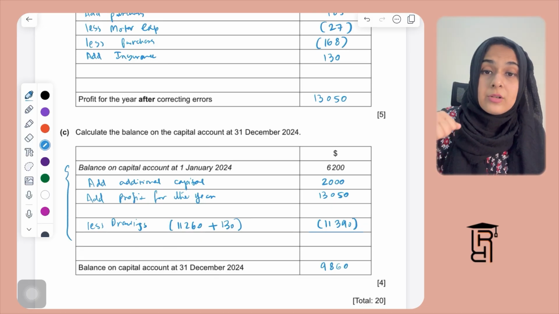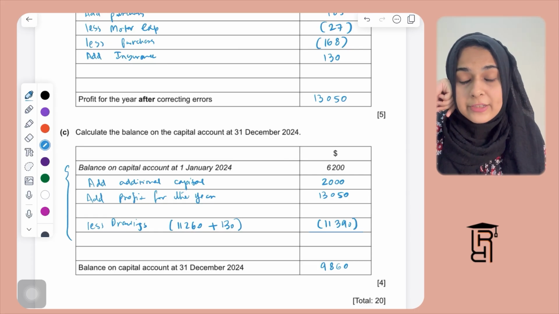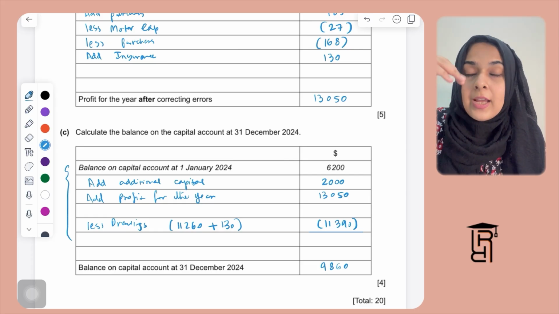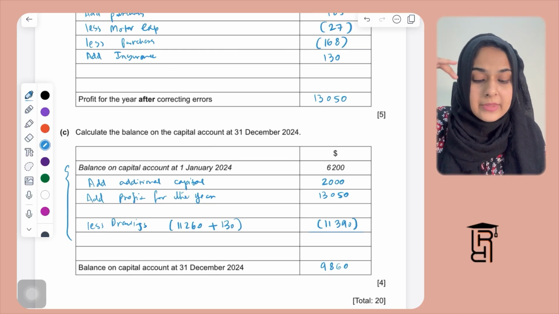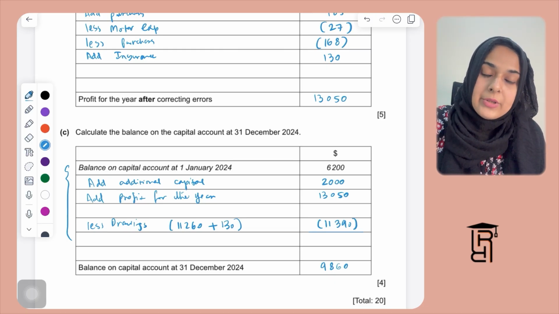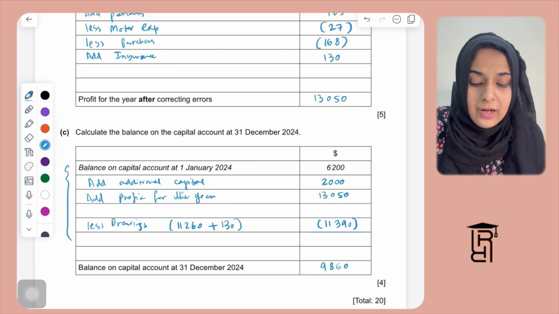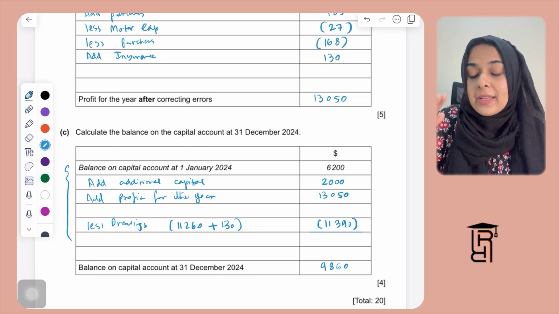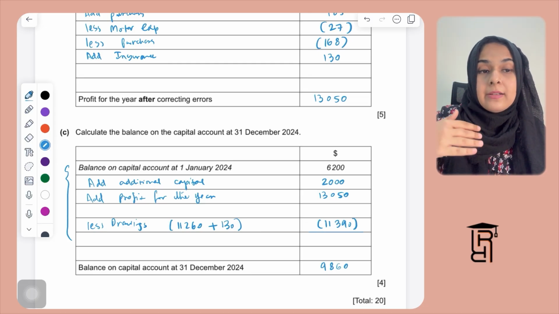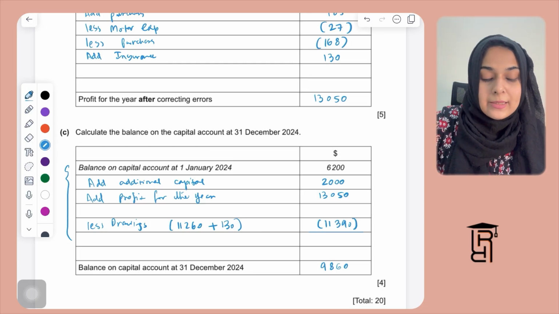So this is also the capital section of the statement of financial position, in which you start with capital at start. So capital at the start of the year, then additional capital, because during the year the owner brought in more capital, right? So that's going to increase the capital. Add profit for the year, because whenever profit is made, that is put back into the business, and profit is basically going to increase my capital.